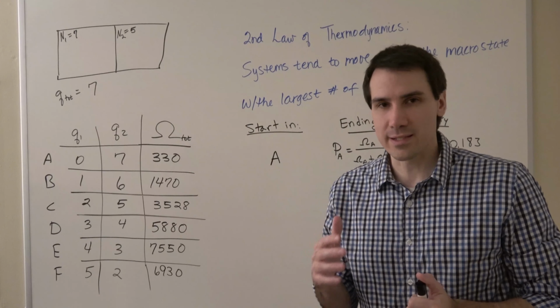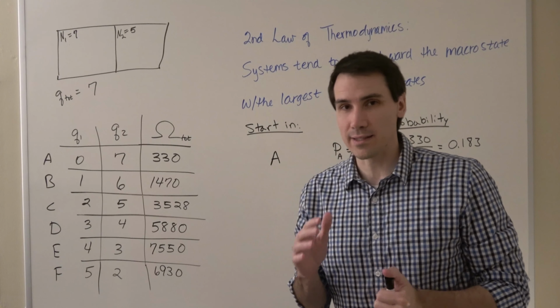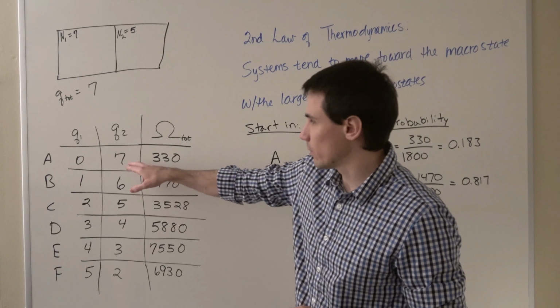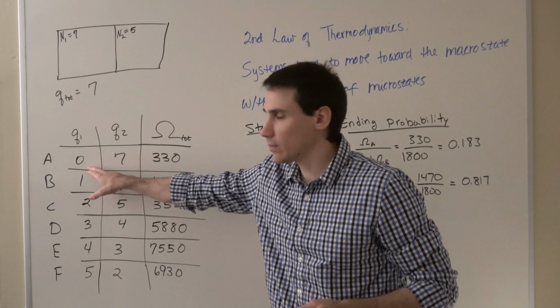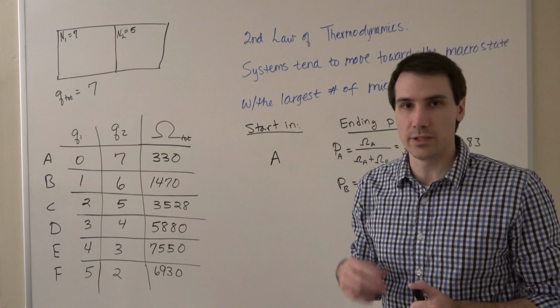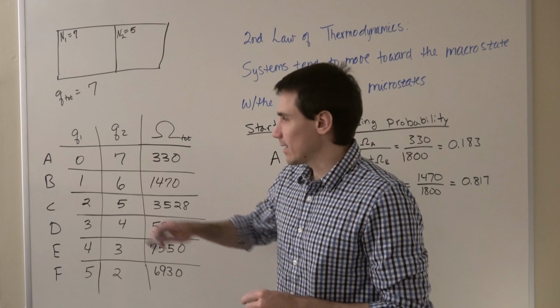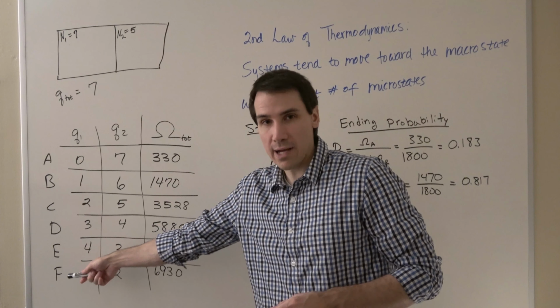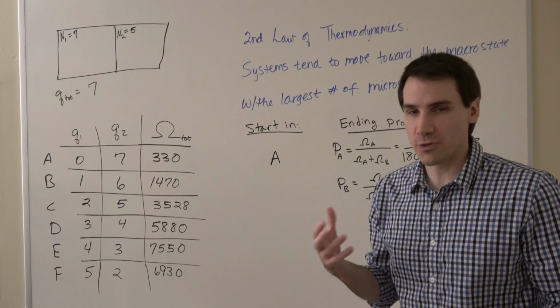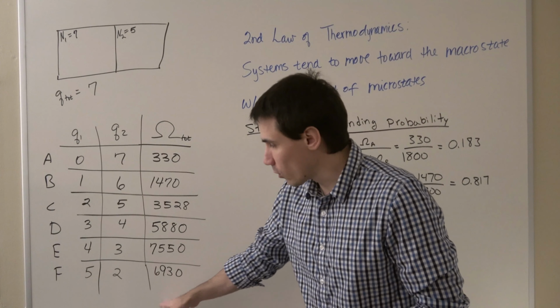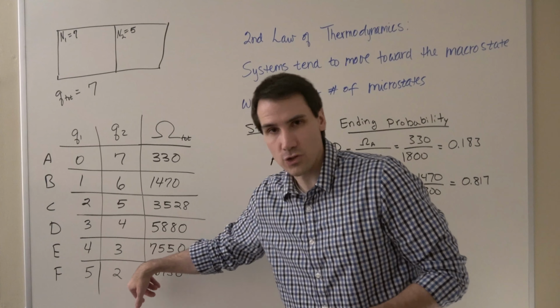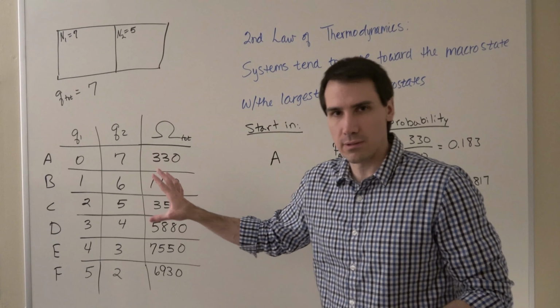Let's assume that the system begins in the least likely macro state. That is the macro state where 7 units of energy are in Q2 and 0 units of energy are in Q1. I have labeled the macro states A through F just for simplicity. There are more macro states where I could keep trading energy back and forth, but we'll just focus on these for our purposes here.